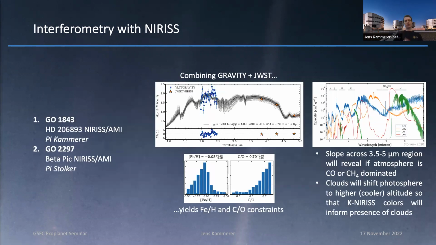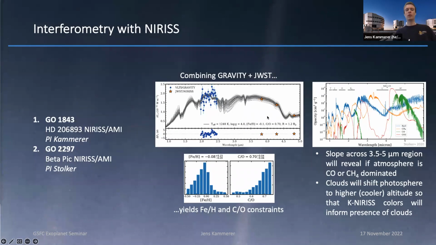Yeah, as Chris already mentioned, I'm also part of two Cycle 1 programs that are using this aperture masking interferometry mode to observe known exoplanetary systems. The first one is on HD 206893, the second one on the more famous Beta Pictoris system. And our idea here is to combine observations that we have already done from the ground with GRAVITY, which is an instrument at the VLTI in Paranal. So you can see here in blue the GRAVITY K-band spectrum that we already have of Beta Pictoris c, one of the planets in the Beta Pictoris system.